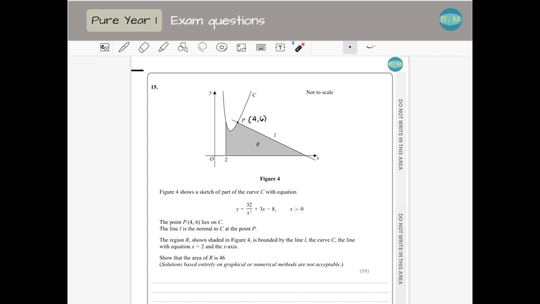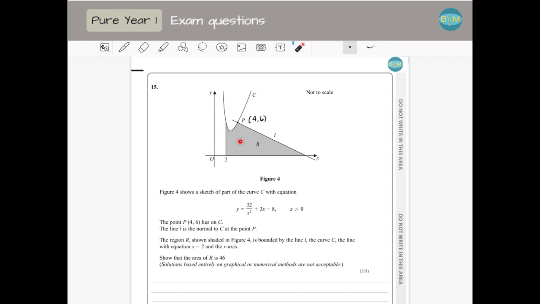So this is the normal. The region R, shown shaded in figure 4, is bounded by the line L, the curve C, and the line x equals 2. So we have this area here, and this is x equals 2, this is the curve, and this is the line. And we have to show that the area is 46.